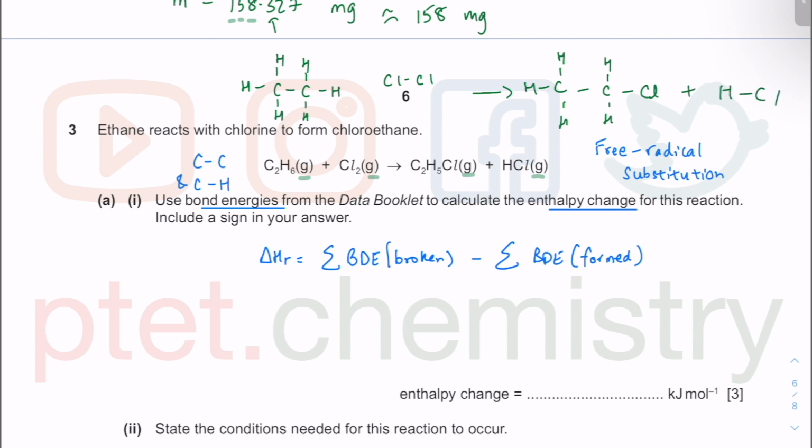We can see that, let's say this blue color one, I am breaking that and I'm breaking that. I break that and I break that. Why? Because now the CH becomes CCl. So technically speaking, I am forming the CCl and then I'm forming the HCl. So I just need to break one of the CH, one of the ClCl, one of the CCl, and one of the HCl. These two are being formed, these two are being broken.